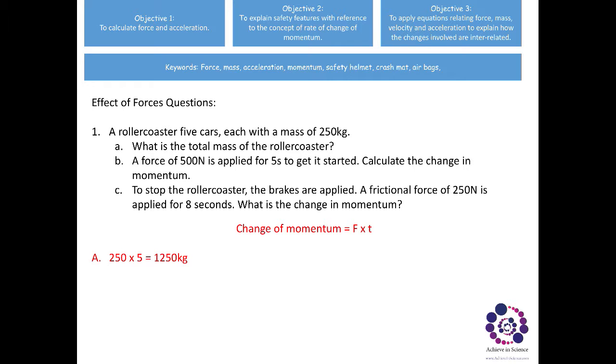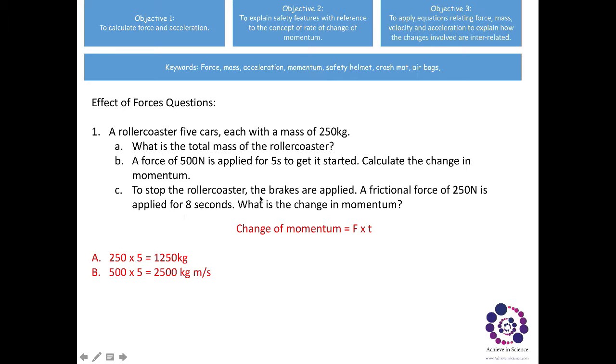Part B. A force of 500 newtons is applied for 5 seconds to get it started. Calculate the change in momentum. As you can see, on the screen I have changed the previous equation and rearranged it to allow just change in momentum. So change in momentum equals force times time. In this question we can see 500 newtons is our force, multiplied by the time of 5 seconds will give us the change of momentum, which is equal to 2,500 kilograms meters per second.